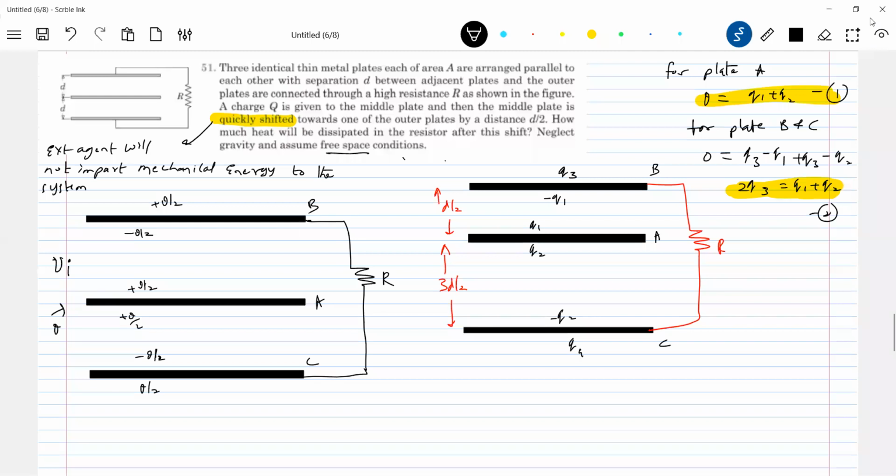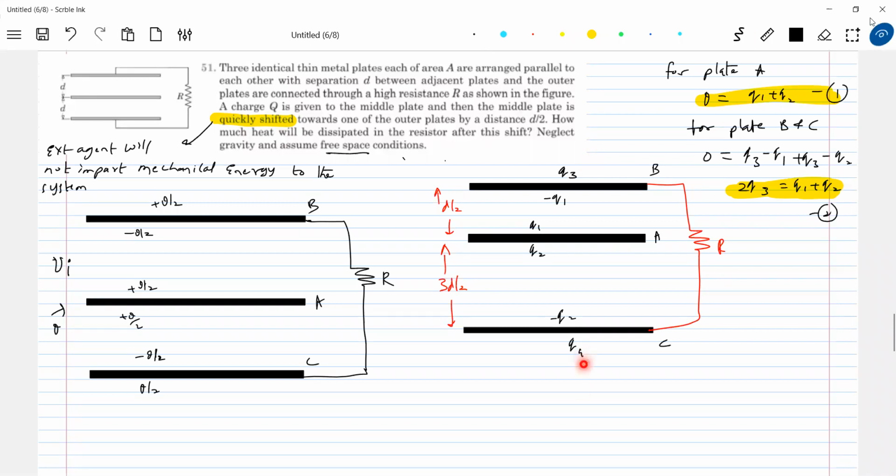Don't say that to get the answer we have to assume Q3. I think there should be some reason, no? The net field inside any conductor must be 0. In that way, the charges must be assumed here. I think you have to go back to the basic Gauss law. So you should not assume Q3 here and Q4 here.